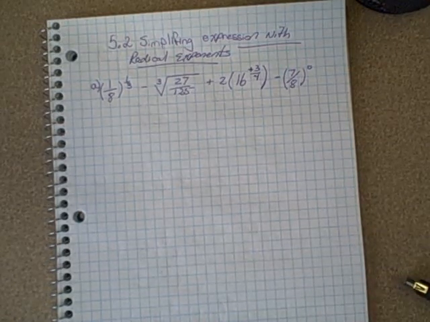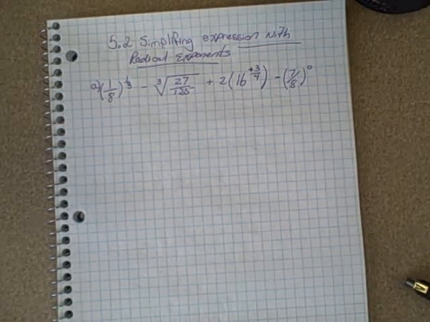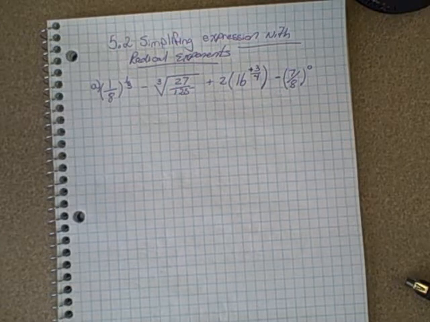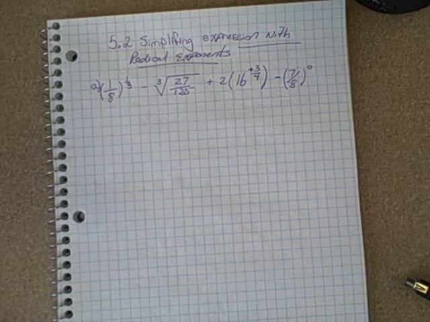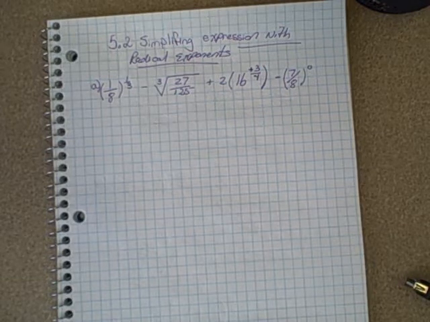Okay, this tutorial is for section 5.2, simplifying expressions with radical exponents. If you look at page 152 of your textbook, there are the 10 properties of exponents.